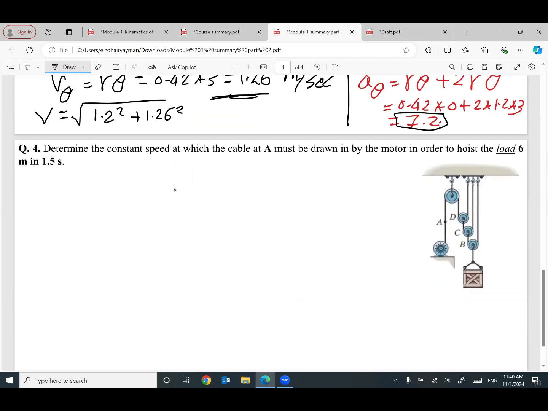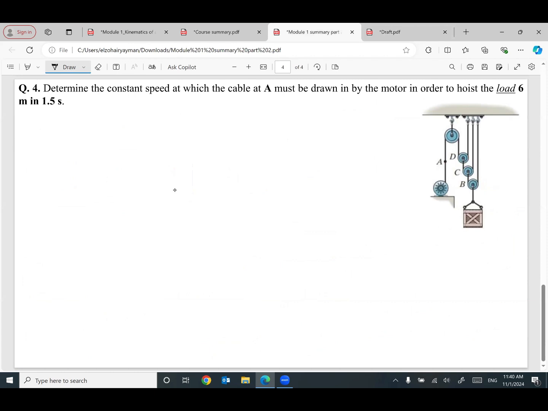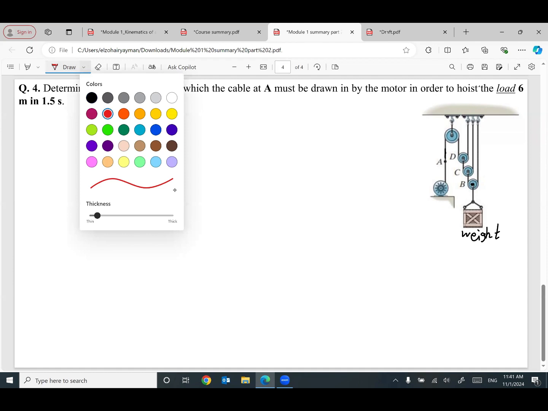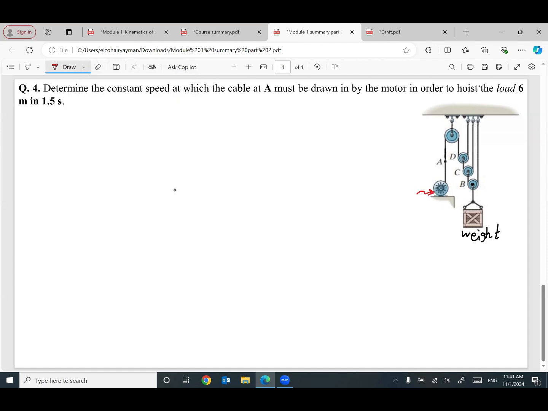One of the questions in your quiz is this one. We have this mechanism to lift a weight. We have this weight hanging at point B, and we have all of these pulleys and this mechanism until you reach point A, which is attached to this motor.